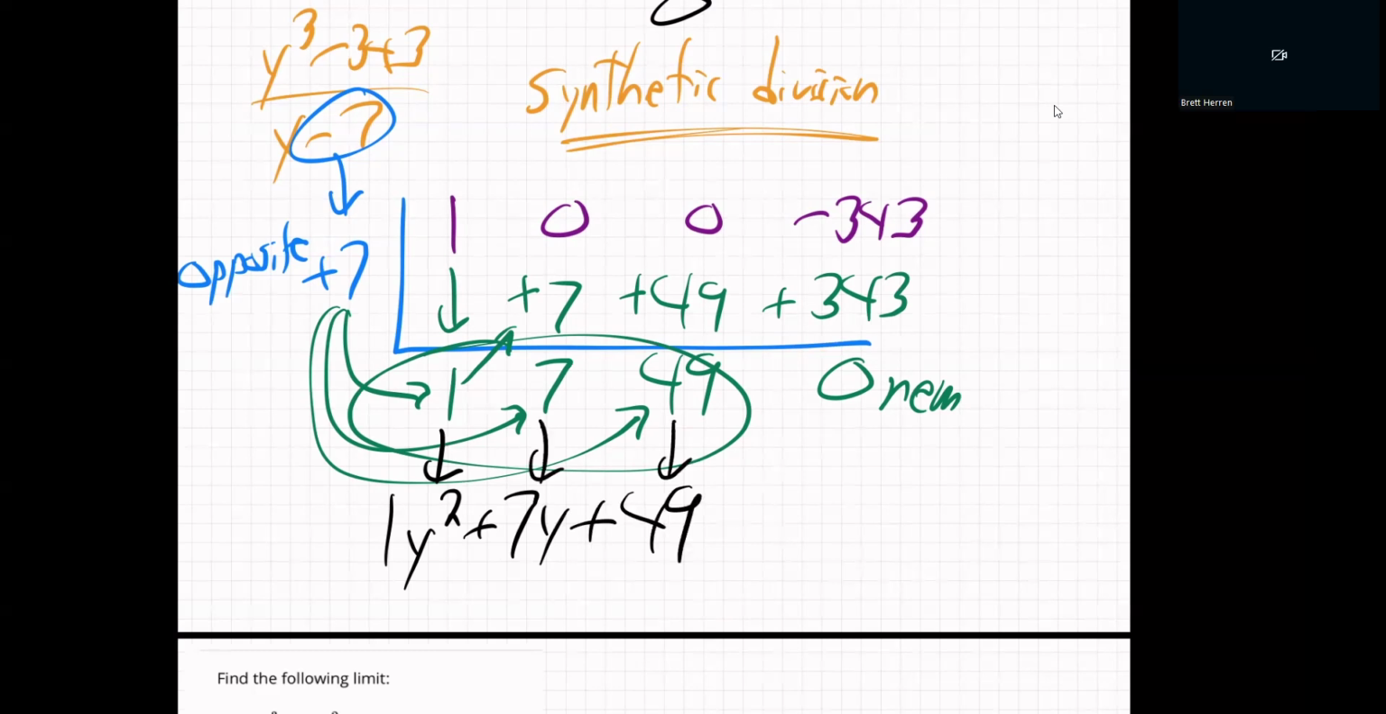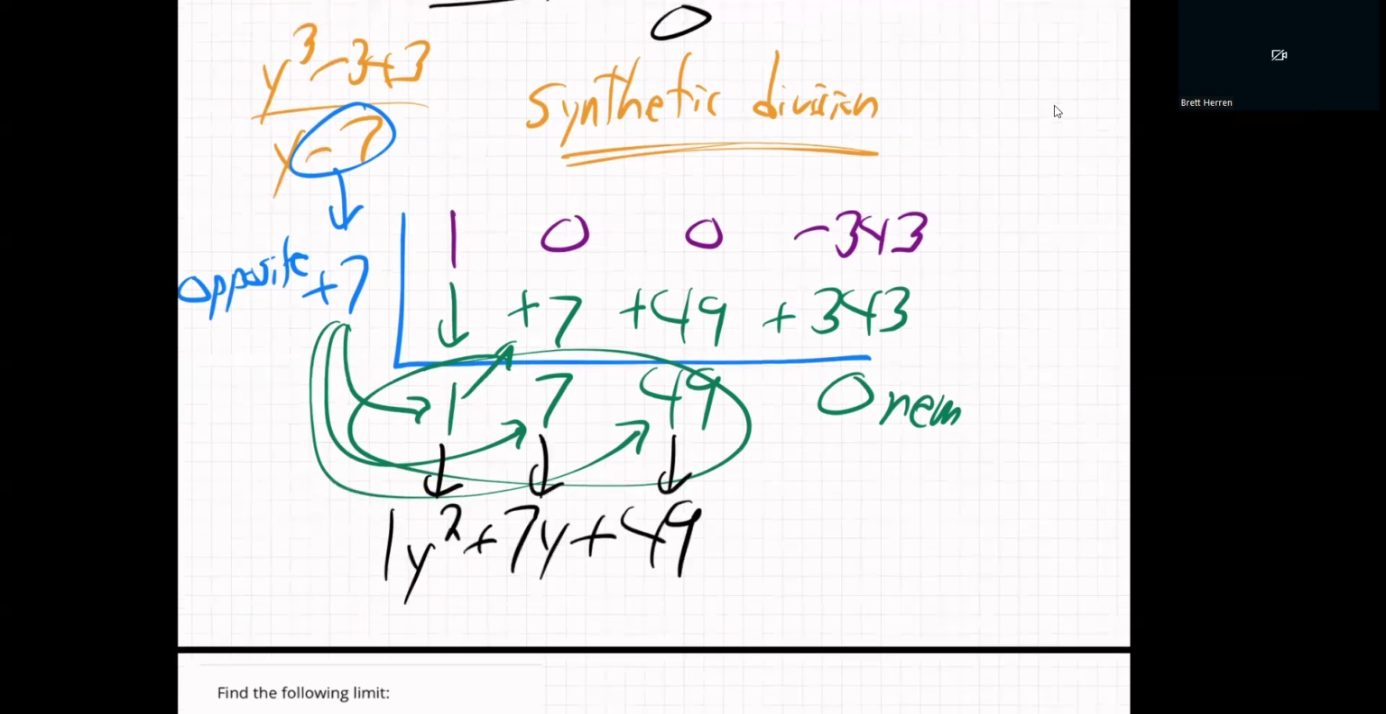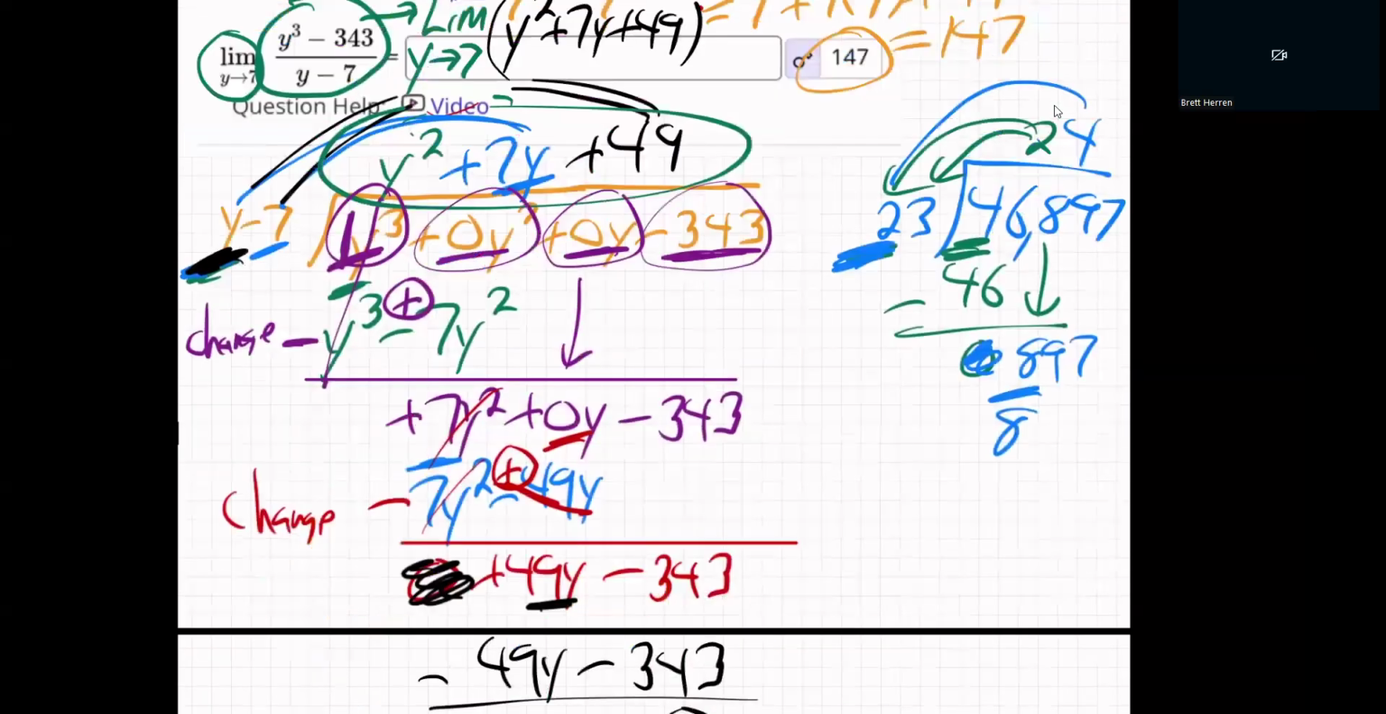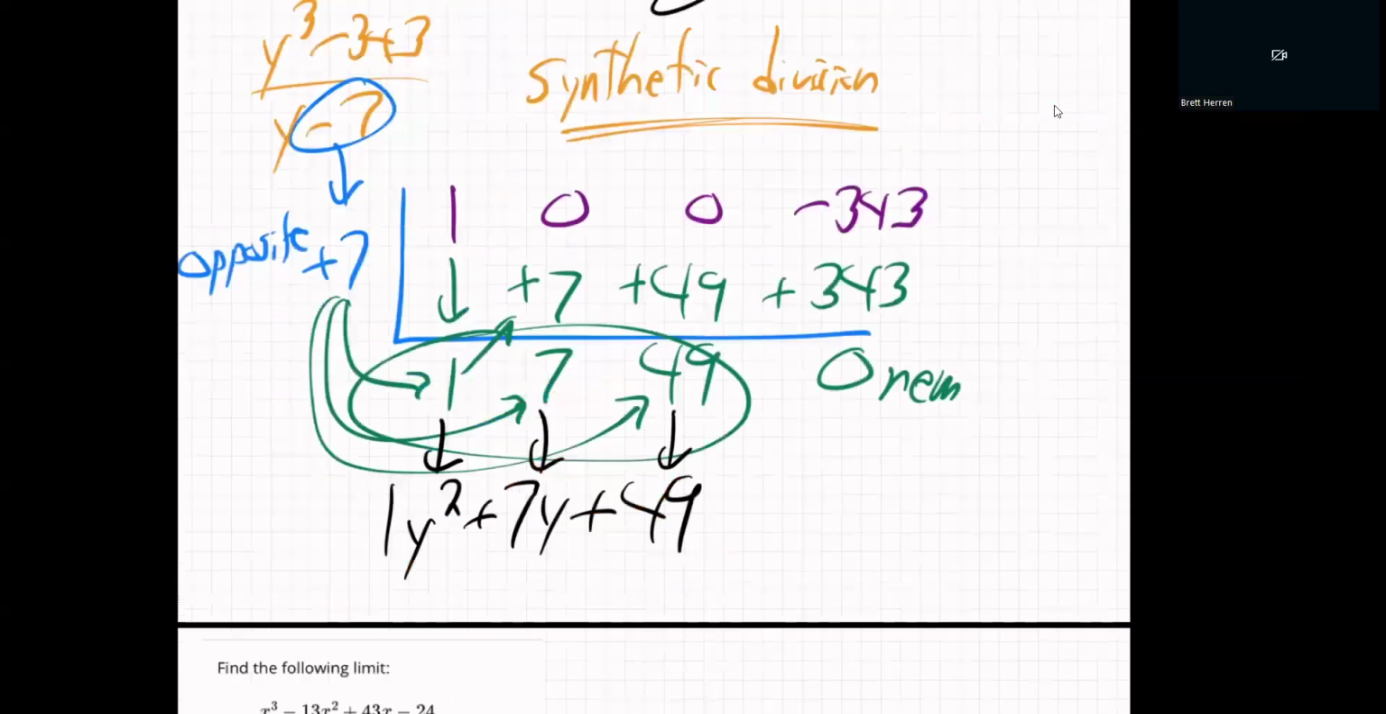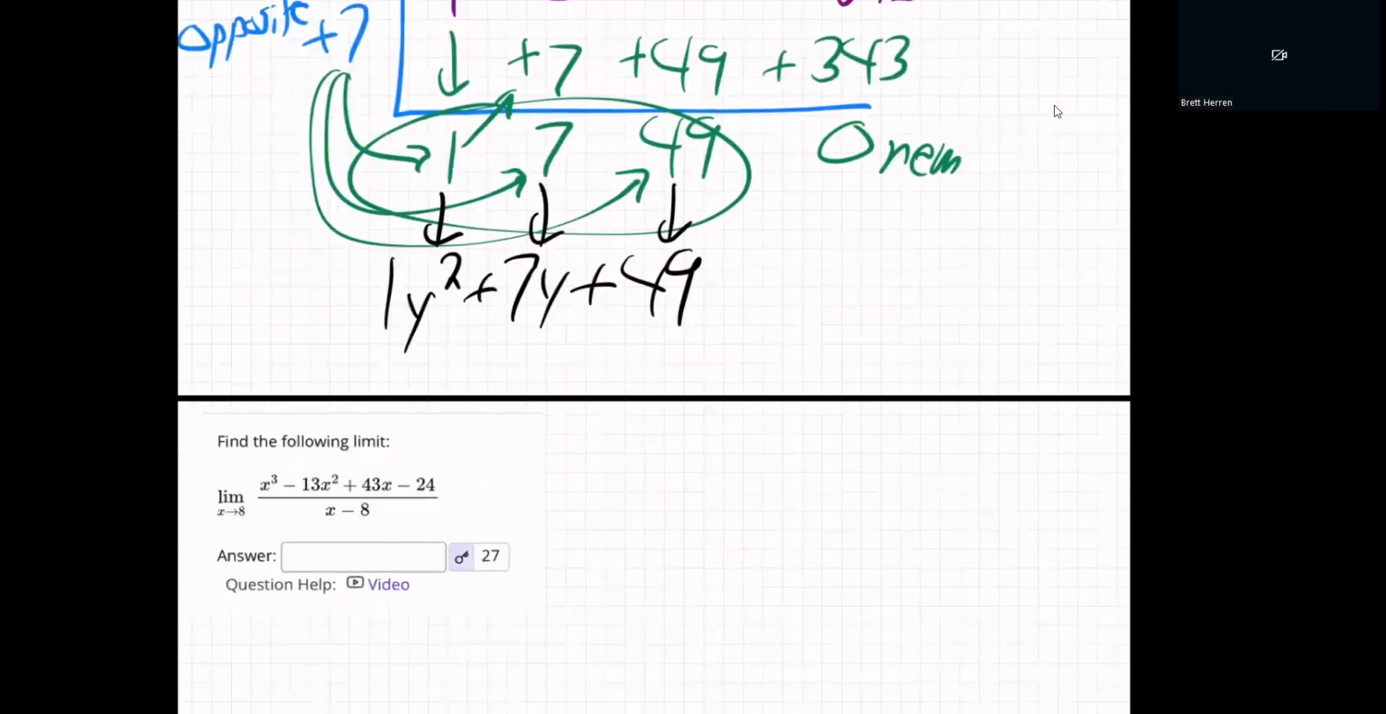Now you might say, well, how do you know it starts at y squared? It's always going to come down one level. It was y cubed to begin with. You're dividing by y to the first power, so it's going to start with y squared. So there's the same answer we got with long division, just a lot quicker, a lot shorter. And then you just finish it up.